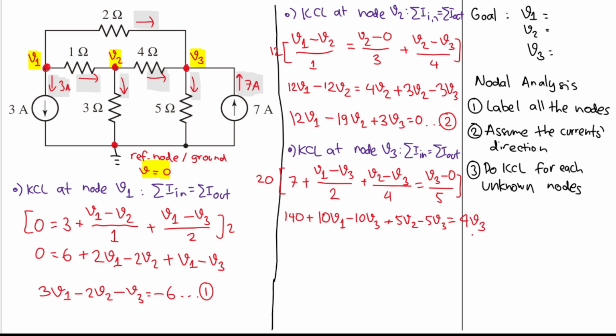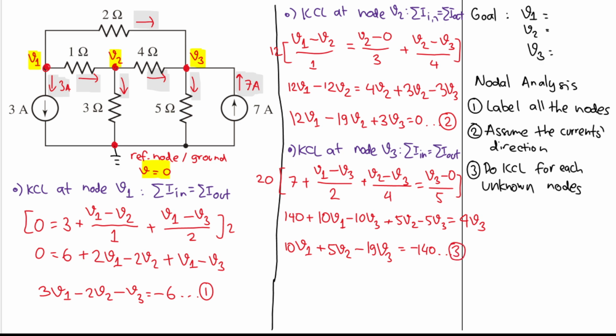Good. Now let's move things around. V1 only comes from this term, so I will have 10 V1. And then V2 only comes from this term, so I will have plus 5 V2. And then V3 comes from the 3 terms, right? I will have minus 10, minus 5, minus 15, minus 15, minus 4. And I will have minus 19 V3. And let's move this 140 to the right-hand side. So I will have minus 140. And we have the third equation here.